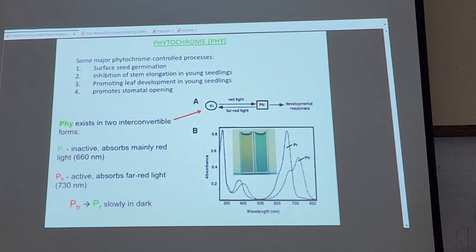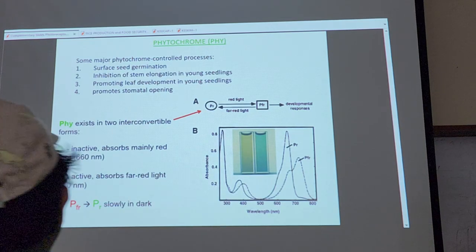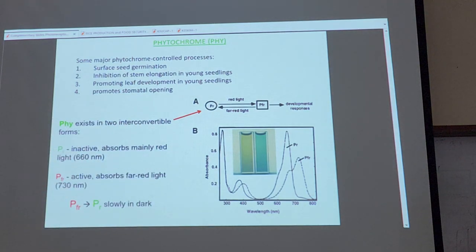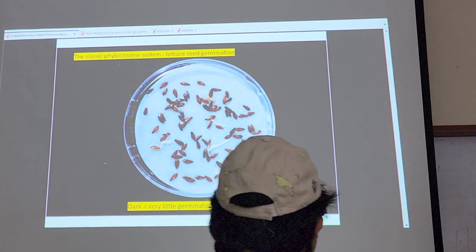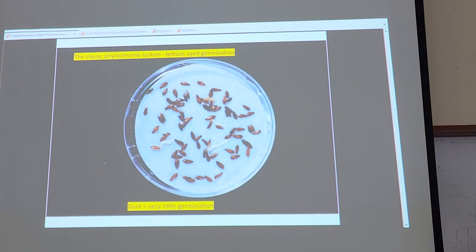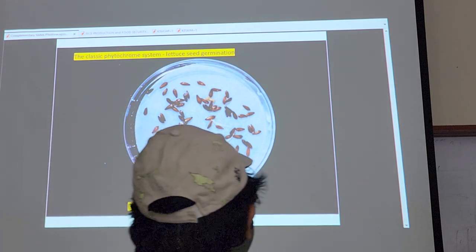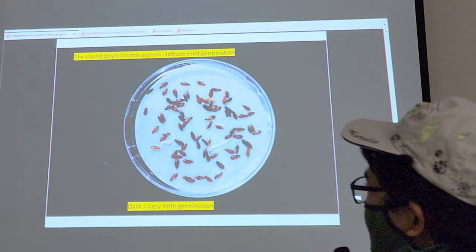Okay, get it? Simple question. It's very simple. Okay, let's do some experiment using this lettuce seed germination. Dark. Very little germination. Very little, but still germination. Why?